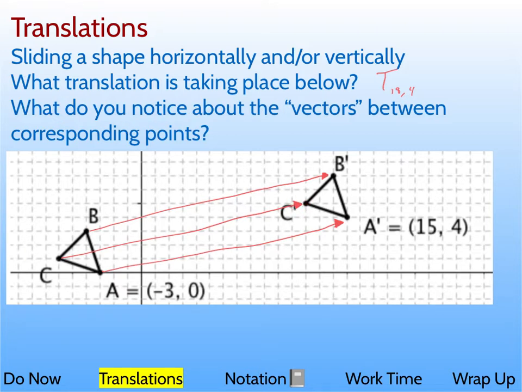Now what you should notice about these vectors, and forgive the drawing, they're not absolutely perfect, but they're decent, you'll get the idea. These vectors are all parallel to one another. And that's always true in a translation. If you have any corresponding points, the vectors between the corresponding points have to be parallel to each other. And it could be any point on the figure too. We could even take this point right here, which corresponds to roughly this point right here. That vector between those two would also be parallel to the original vectors as well.